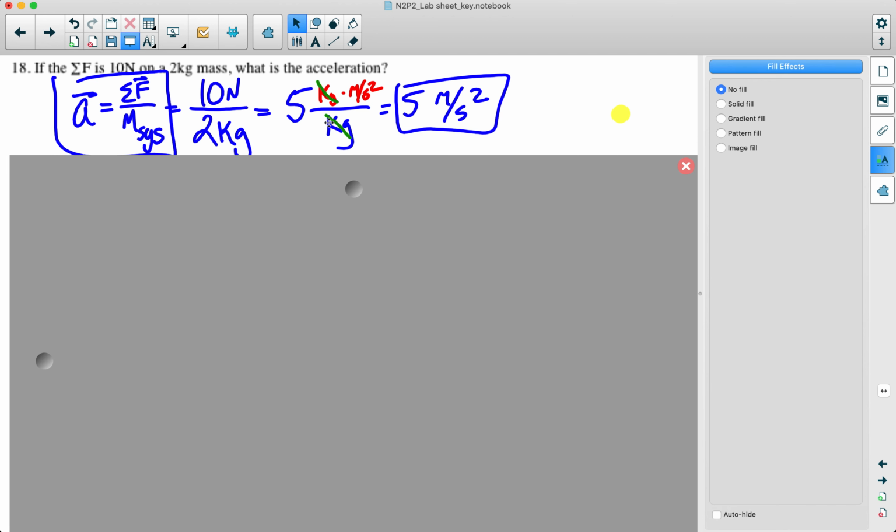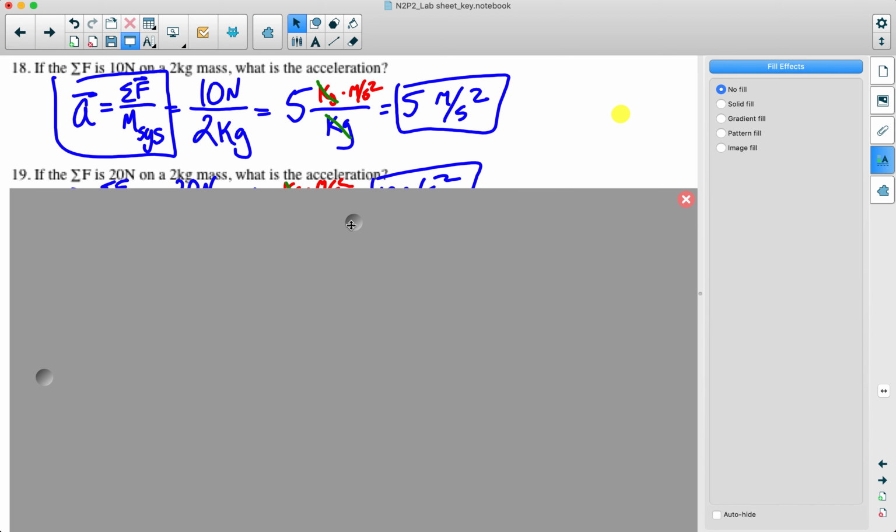Now, we had said earlier that a newton is the amount of net force required to change a 1 kilogram mass's acceleration by 1 meter per second squared. So we can replace newtons with kilogram times meter per second squared, but kilograms were already on the bottom. So what happens here? The kilograms cancel out, leaving us with just meters per second squared, and we have 5 meters per second squared, which are the right units for acceleration.